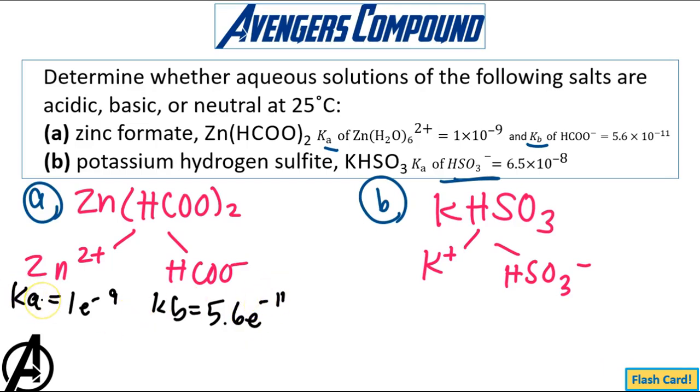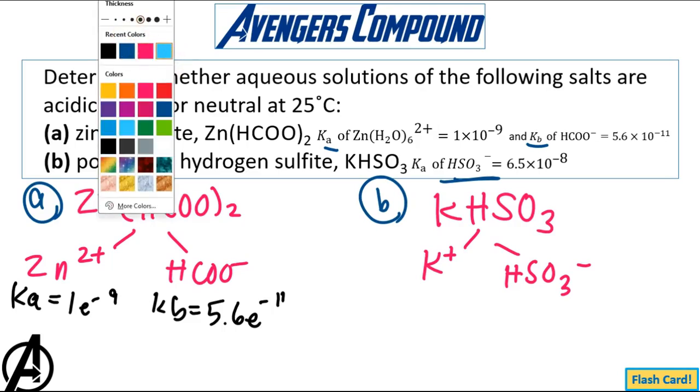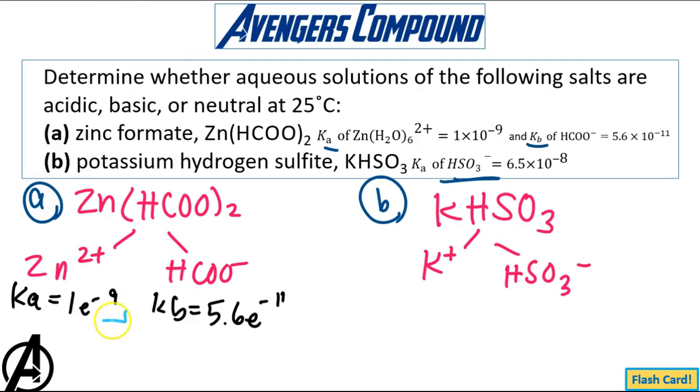So for this one, it's a little bit easier for us to say, okay, since we have a weakly acidic and weakly basic ion coming together, we have to compare and contrast the Ka and Kb values. Which one is larger and which one is smaller? As you can see, our Ka value is larger than our Kb value, so this solution will be considered acidic. If they're the same, then of course they'll be neutral. Let's go on to letter B.